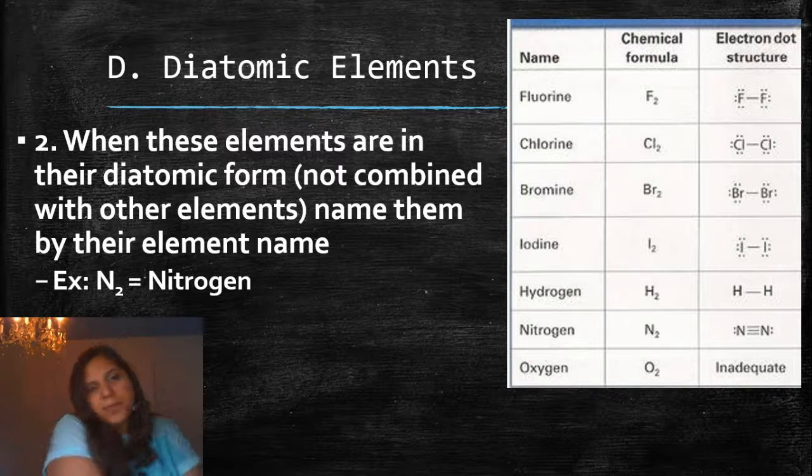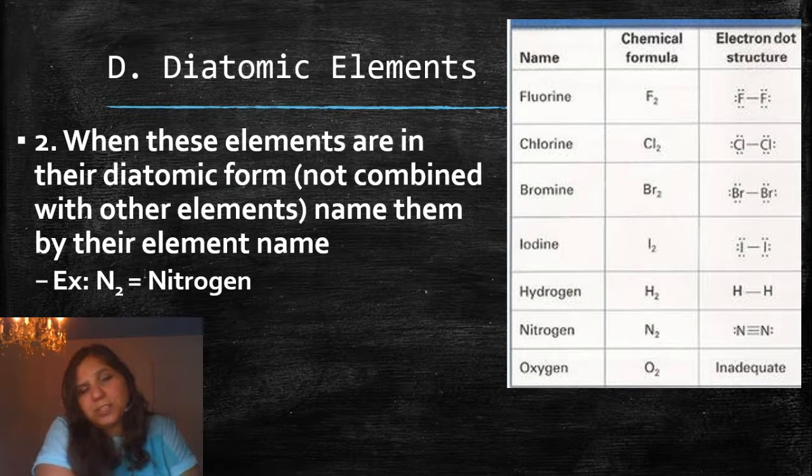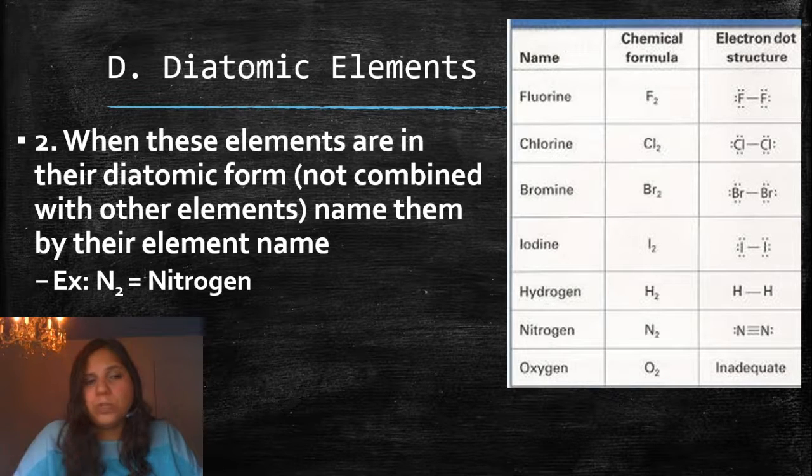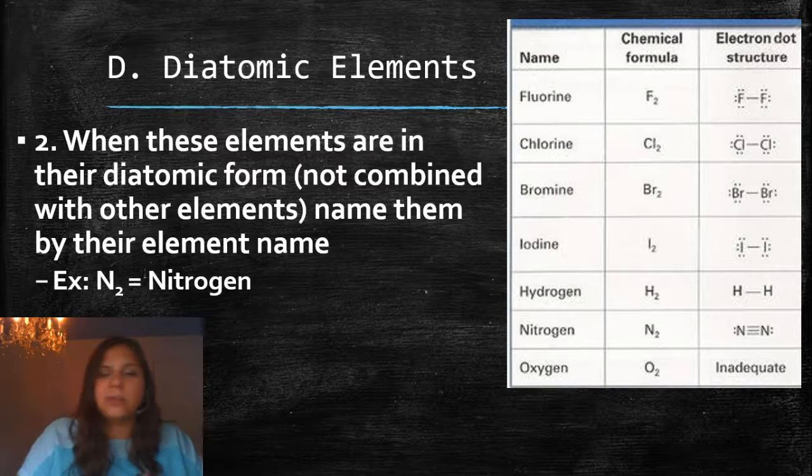Here's an example. N2 would just be called nitrogen, and that's only when it's by itself. Okay, if I had N2I, that would mean nitrogen is combined with iodine, and so that would no longer apply. It's just when they're by themselves.